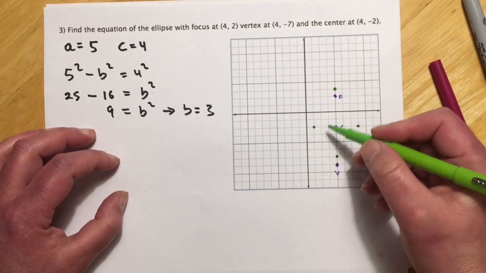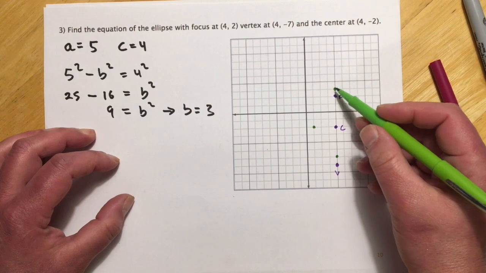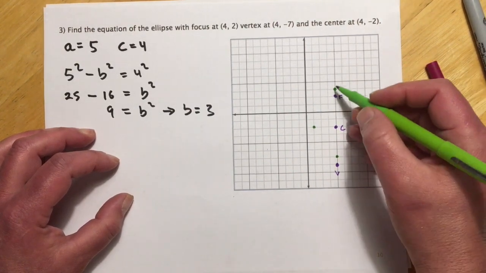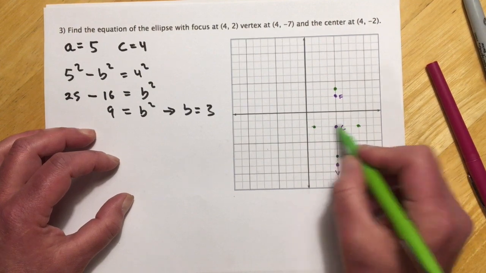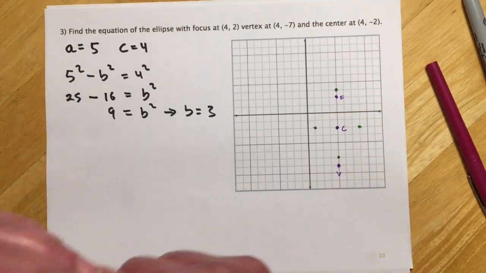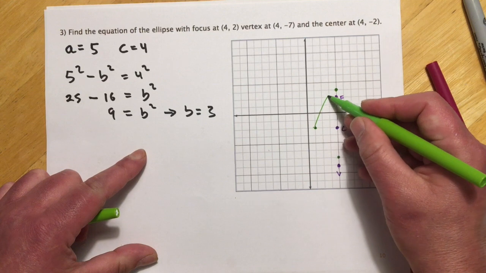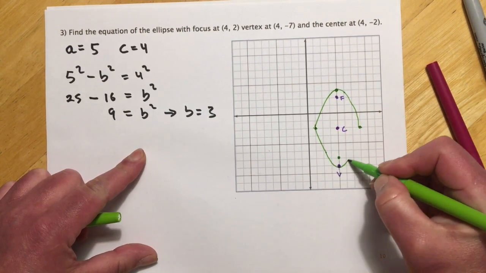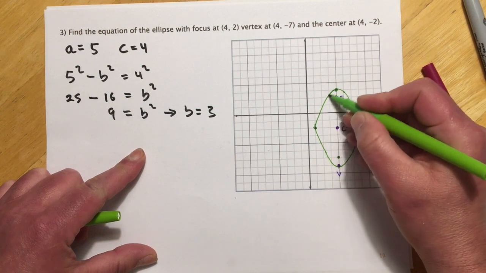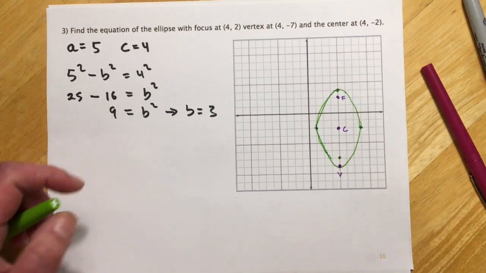On the computer, if it only asks for 2 vertices, it's talking about the major ones. If it asks for 4, it's asking for the minor ones also. And then just kind of connect that with a sort of a little Easter egg shaped thing here. And then that's our ellipse.